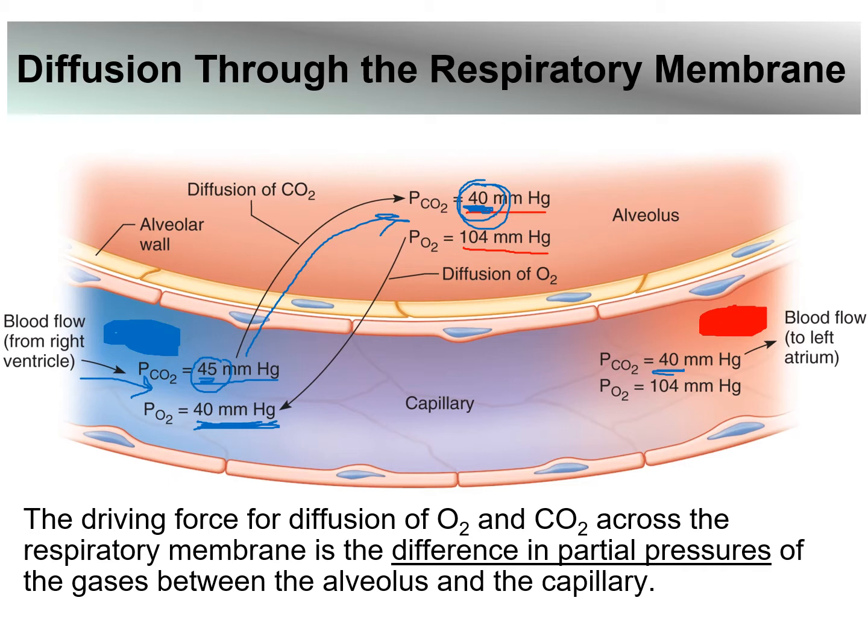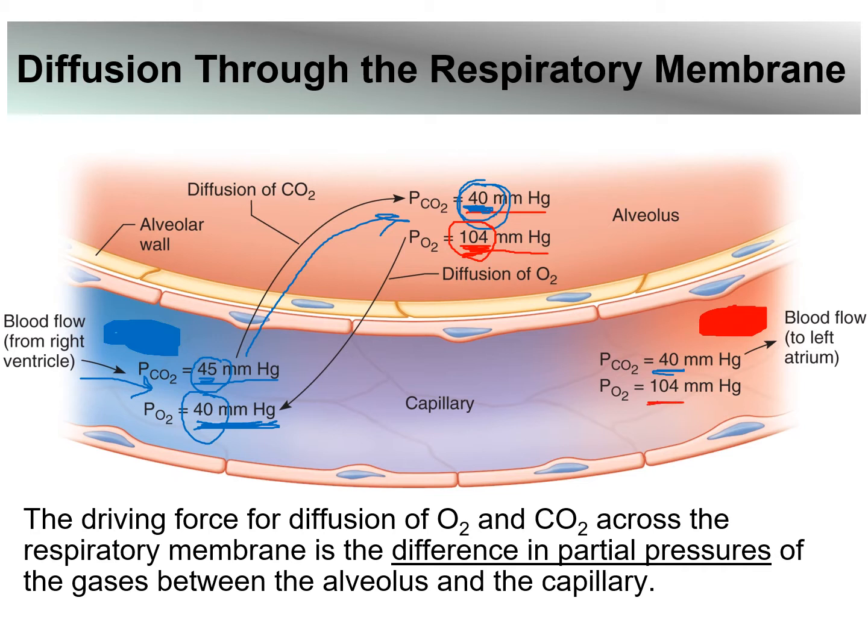PO2 of incoming blood from the tissues of 40 compared to a PO2 in the alveolus of 104. It's much, much higher, isn't it, here in the alveolus, which we'd expect because we just took in an inhalation of air. And so where is that O2 going to diffuse? Well, it's going to diffuse from a higher partial pressure to a lower partial pressure. So it's going to move from the alveolus into the bloodstream. How high will the PO2 get? Well, it's only going to get as high as the PO2 in the alveolus.